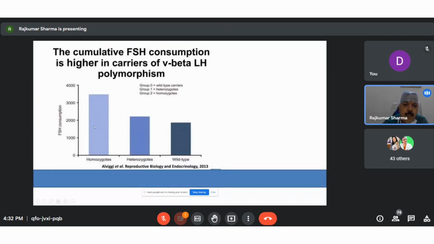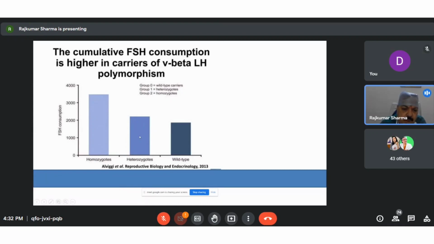And when you see the FSH consumption in these various groups of patients, those who have homozygous polymorphism will require the highest number of injections of FSH, and then lesser in the case of heterozygous carriers of the polymorphism, while the wild type would require the least. So most of your patients, 70% of the patients, are in this group, while about 30% of the patients are in this group.